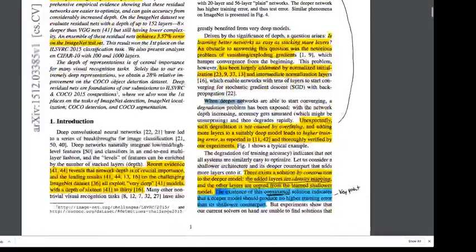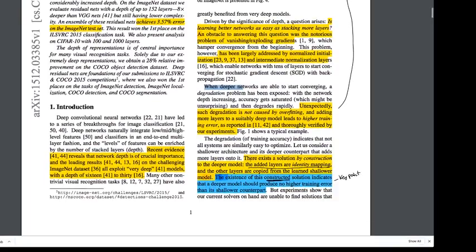But going farther, there exists a solution by construction to the deeper model. The added layers are identity mapping, and the other layers are copied from the learned shallower model. So if we have one neural network right here, and it performs on some data set and gets like 90% accuracy, this is just some neural network here.